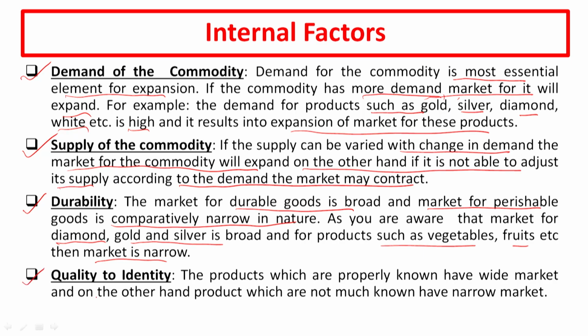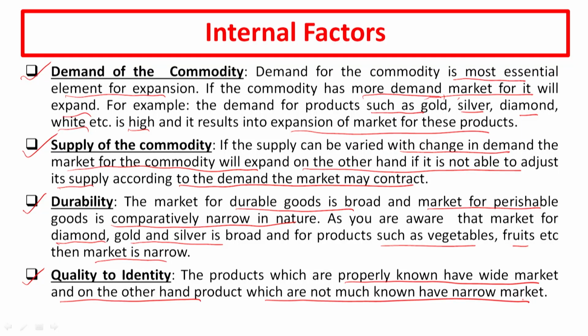So the fourth point, the quality of identity. The products which are properly known have a wide market, and on the other hand, products which are not very much known have a narrow market, which means your identity in the market also plays a very relevant role. If your product is very well known in the market, your market will be broader. On the contrary, if your product is not very well known, you will be having a narrower market. So these are four important points of internal factors.